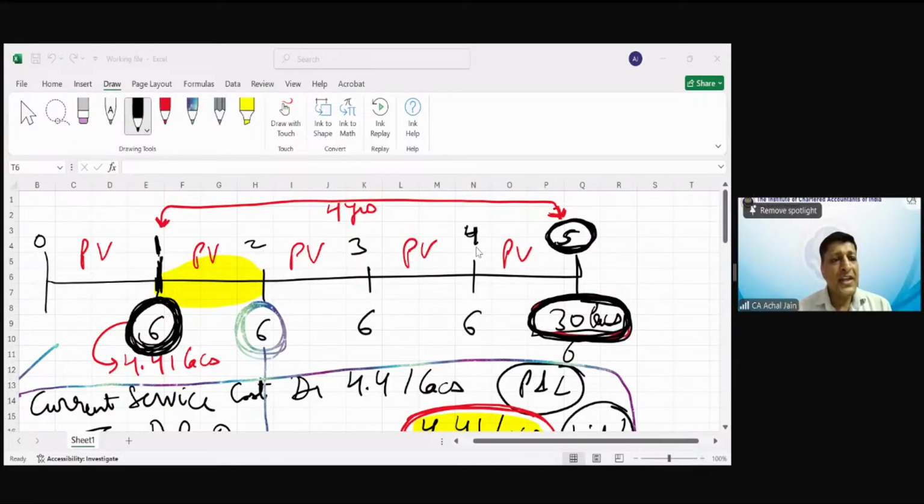Then I think Ishan has a query. He's asking, sir, in the first year we transferred 4,41,000 current service cost to P&L, so in the second year we'll transfer? Yes, that's what you'll do, and each year you'll keep doing this.